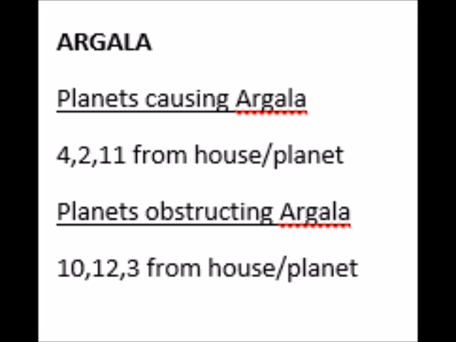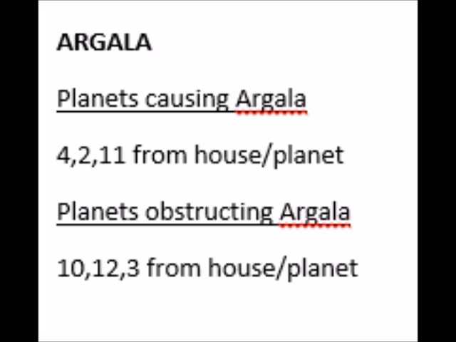Now, when will a planet cause an auspicious Argala or effect on the house in question? When the planets sitting in the 4th, the 2nd, and the 11th from that house are benefics, then it will cause a Shubha Argala, an auspicious Argala. In another case, if the planets in the 4th, the 2nd, and the 11th from that house or planet are inauspicious or malefics, like Mars, Rahu, or Saturn, then it will cause an Ashubha Argala, which means it will give inauspicious effects.